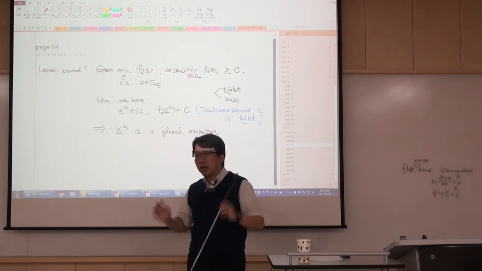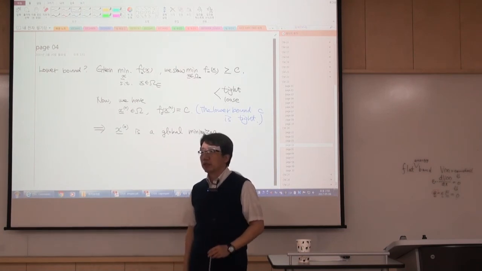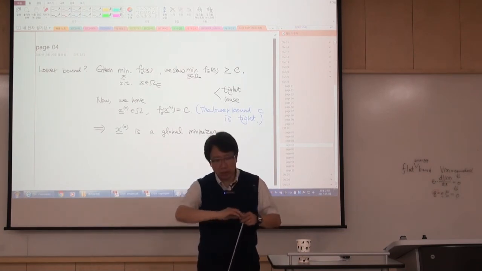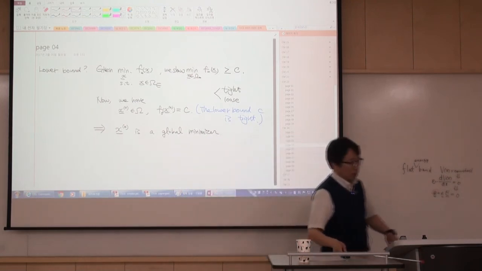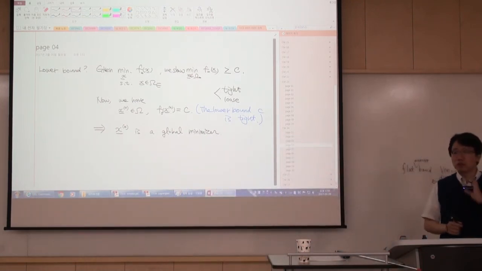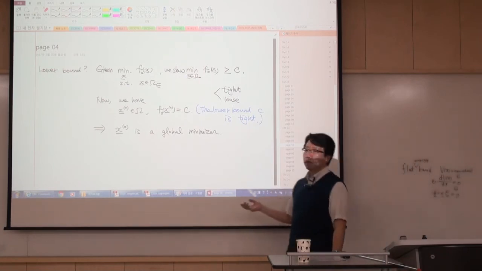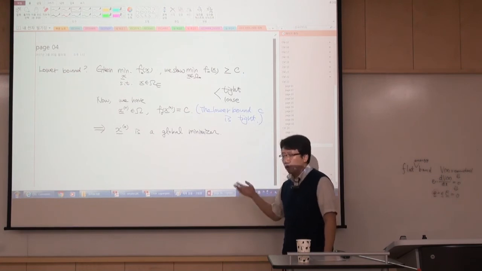So, let's find a lower bound. But not in an arbitrary way, but in some systematic way that is related to this Lagrangian. That is related to formulating this new problem, a new function called the Lagrangian.